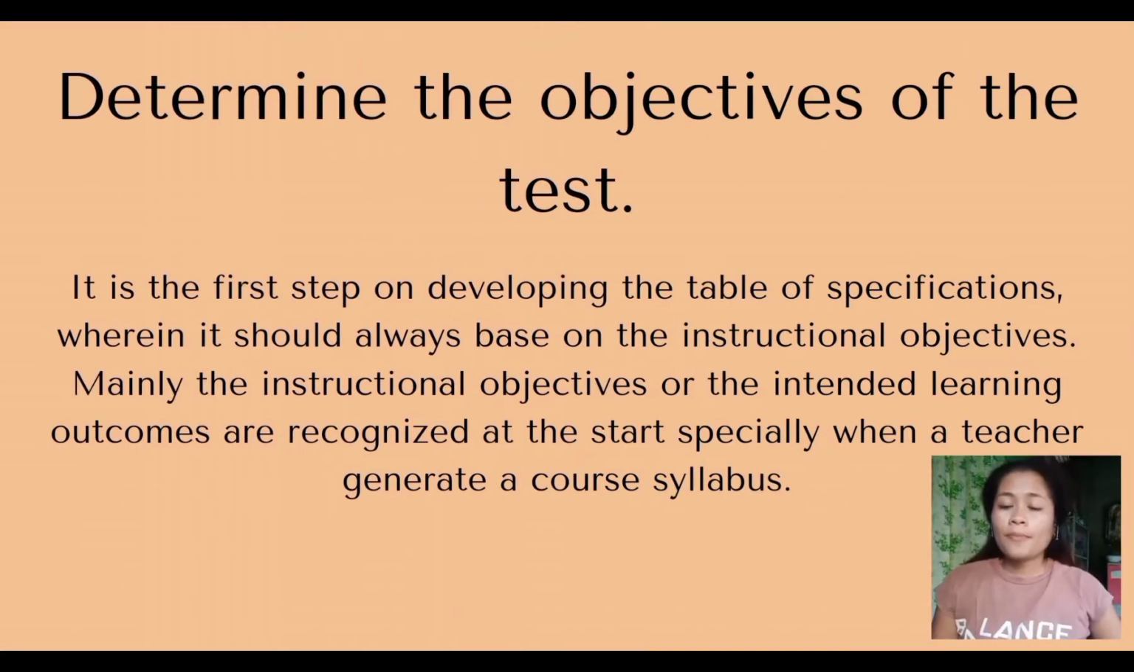The first step in developing a table of specification is to determine the objectives of the test, wherein it should always be based on the instructional objectives. Mainly, the instructional objectives or the intended learning outcomes are recognized at the very start, especially when a teacher generates a course syllabus. So, this step should always be based on the instructional objectives.